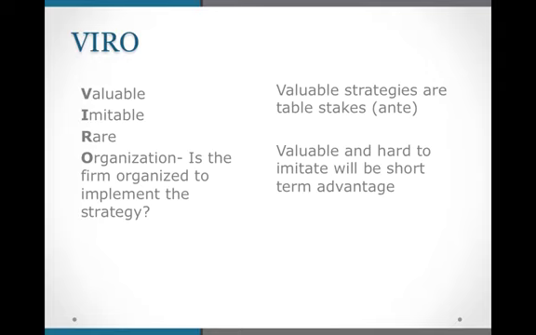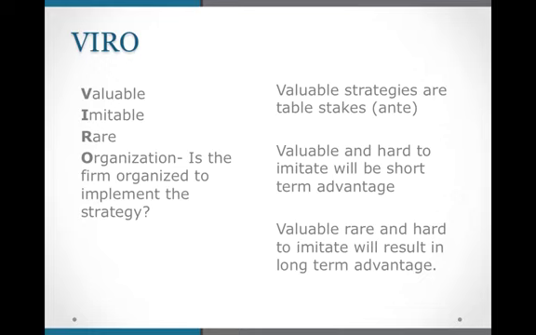So the ideal is creating something that's all three: valuable, hard to imitate, and rare. Rare means that it takes a lot of time, resources, and money for your competitors to duplicate, and you can build levels of complexity within your organization to stop people from copying what you're doing, or at least slow them down as best as possible. Valuable, rare, and hard to imitate will result in long-term advantage.